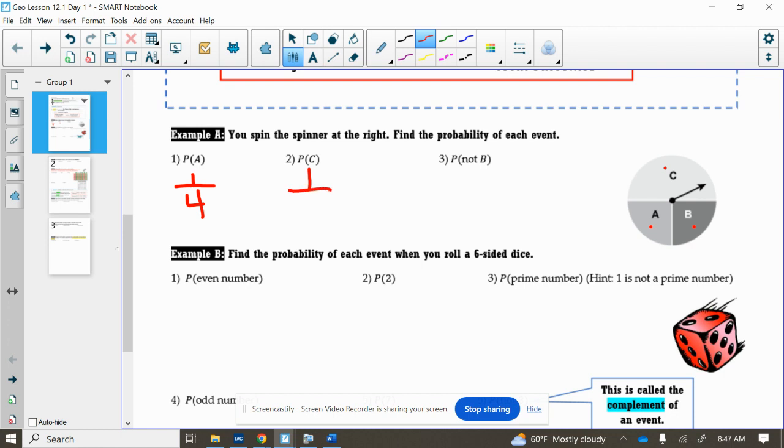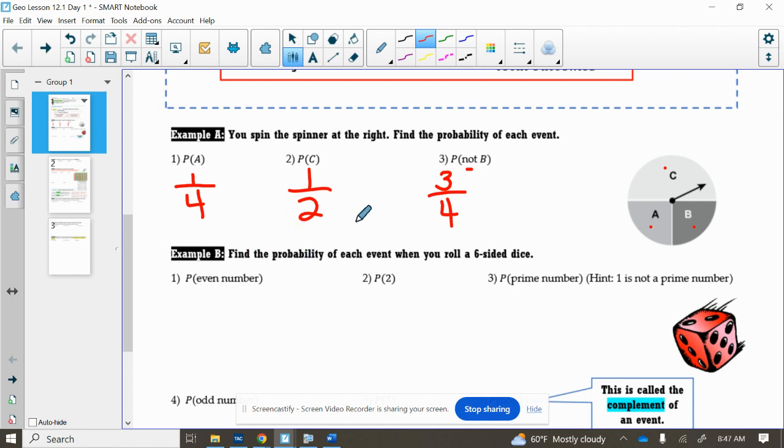C is taking up half of our circle. So there's 1/2 of a chance we land on C. And B is taking up 1/4 of it. So that means if we want to have not B, that would be either C or A, which are a total of 3/4 of that spinner. So that would be the probability there.